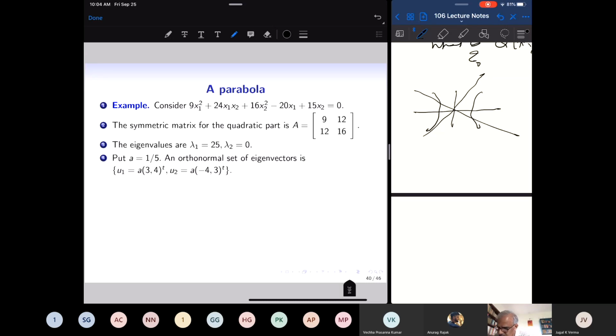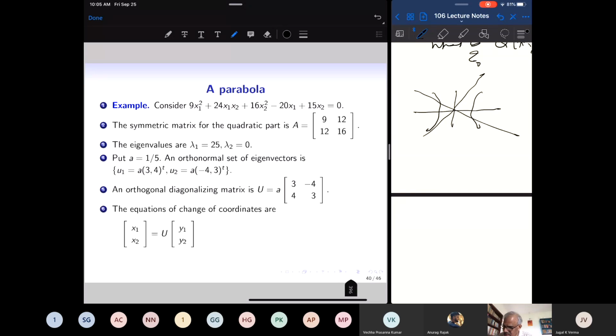So put a equal to 1 over 5, because we have to write down an orthonormal basis of R2 to find our matrix U of change of coordinates. This is the orthogonal matrix for change of coordinates, and the equation is (x1, x2) equal to U (y1, y2). I know U, so I can write x1 and x2 in terms of y1, y2. These are the equations of x1 and x2 in terms of y1, y2. And the equation in the y1, y2 plane is simply y1 square plus y2 equal to 0. Very simple.